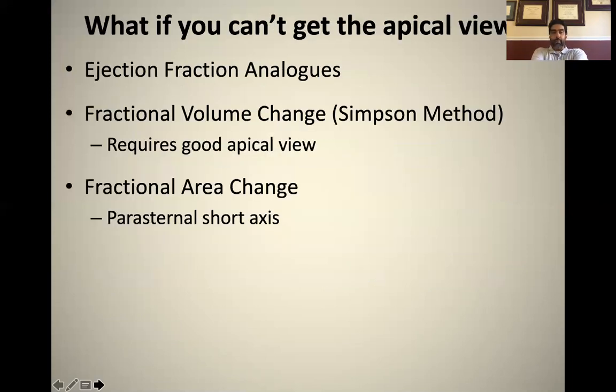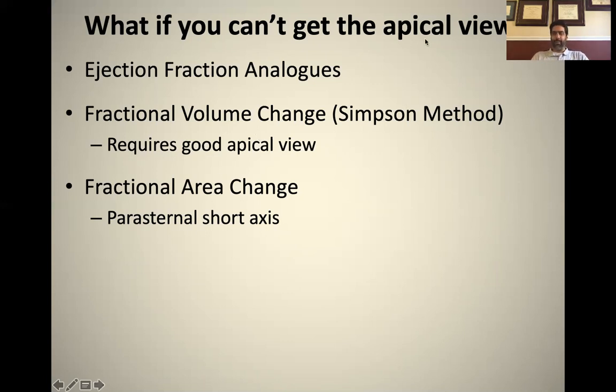So clearly, being able to measure stroke volume and cardiac output helps us in a number of ways. But what if you can't get the apical view? Are there other ways that you can quantitate LV function? And the answer is yes/maybe. And one of the ways is by using ejection fraction analogues or ways of quantifying ejection fraction. There's a couple of methods available to us as intensivists. One is what's called fractional volume change, or the Simpson method, but that requires a good apical view.